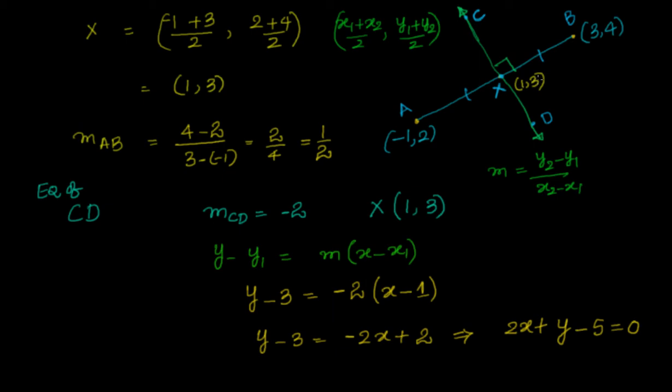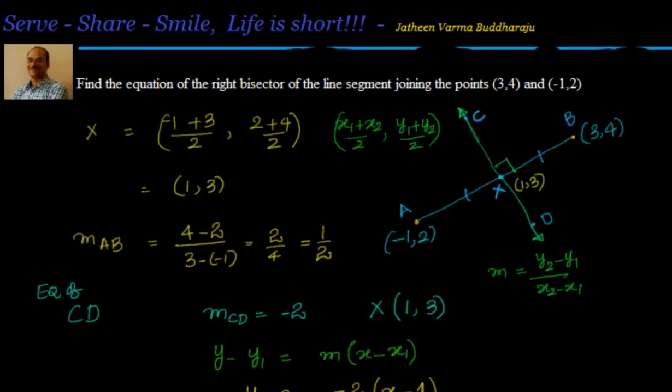Substitute 1, 3 in this. You will see that 2 plus 3 is 5, 5 minus 5 is equal to 0. And the slope of this is -2, which is exactly the negative reciprocal of the slope of AB. So that's how you can find out the equation of the right bisector.